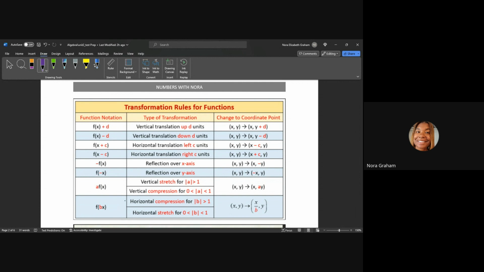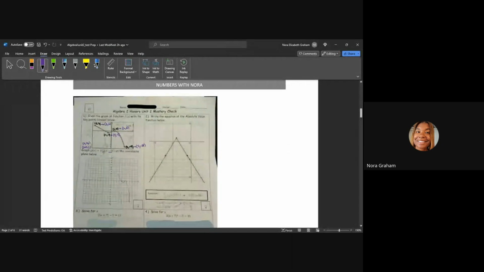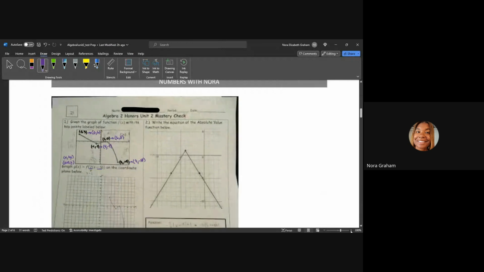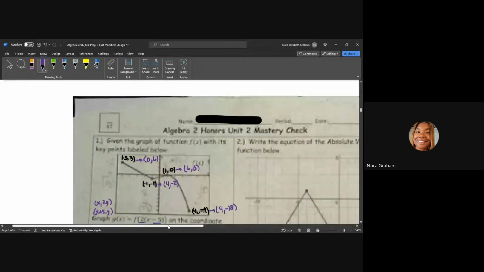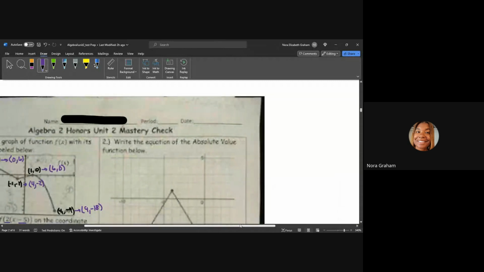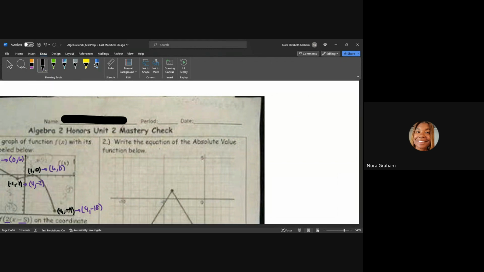Right? So that's where I got how to solve for 1. Right, so let's go ahead and look at 2, and you would graph those new purple coordinate points on your graph below. So now let's look at 2. For 2, they want us to write the equation of an absolute value function. So remember, the parent function of our absolute value function is just going to be y equals absolute value of x.